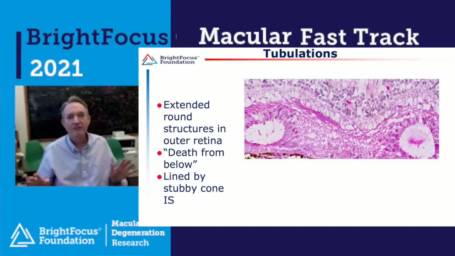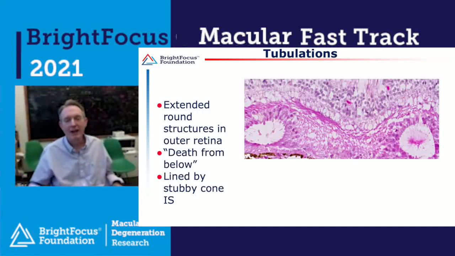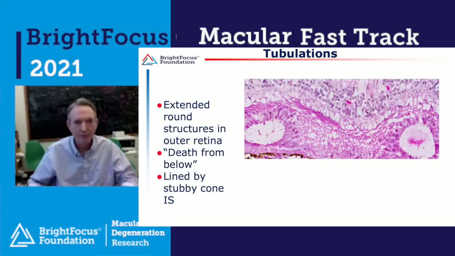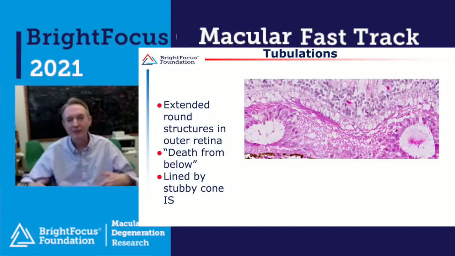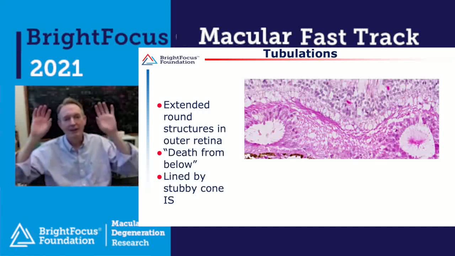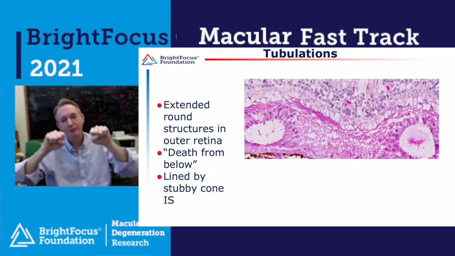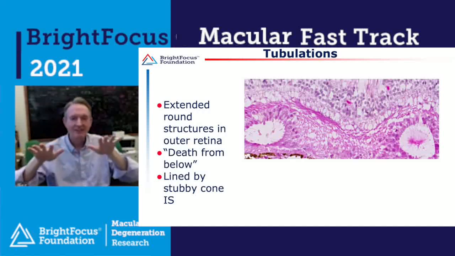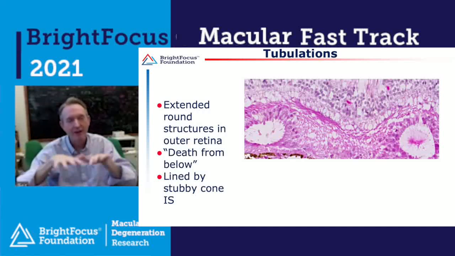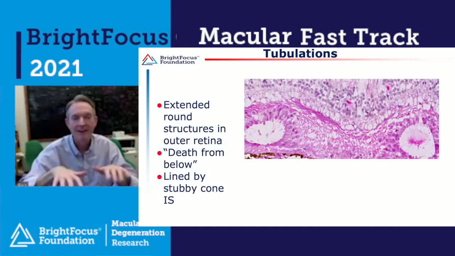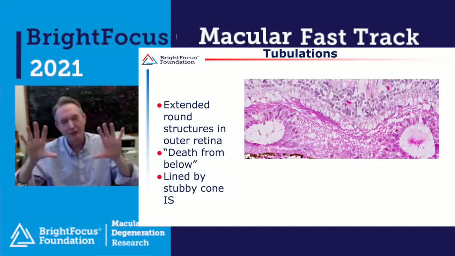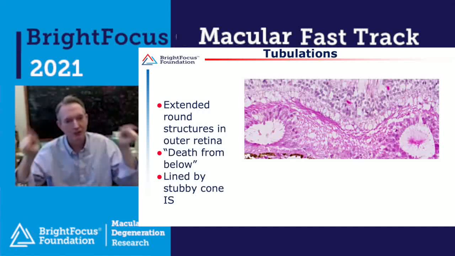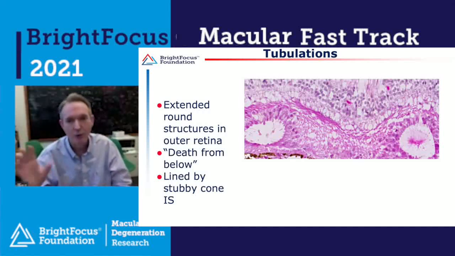When you see a structure like this, this is a consequence of what my colleagues Ed Stone and Ian Hahn referred to as death from below. So in a disease where there's a primary photoreceptor degeneration, you don't see this. This happens when there's something in the supportive structures of the retina, like the RPE and the choriocapillaris, that degenerates, and then the surviving photoreceptors sort of circle the wagons and form these structures.